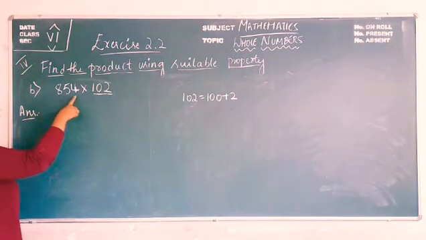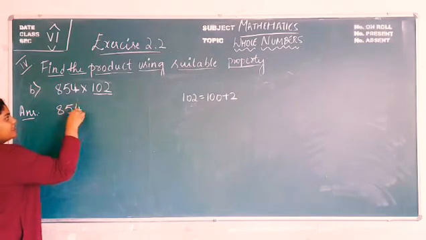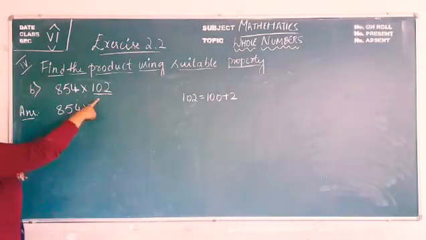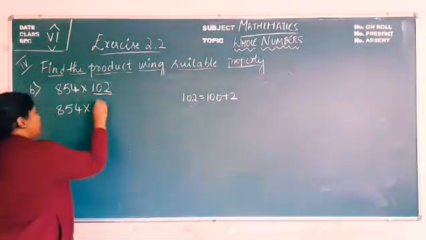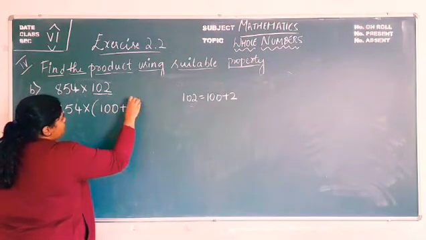So the first given number is 854. I will be writing that as it is. Then we have a multiplication sign. So we will write the multiplication sign. But in the place of 102, I will be writing 100 plus 2. So I will open the bracket and I will write 100 plus 2.